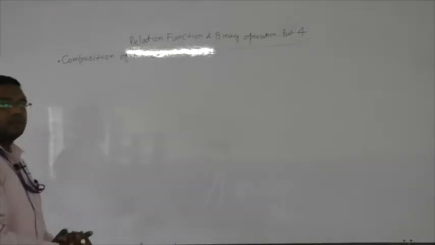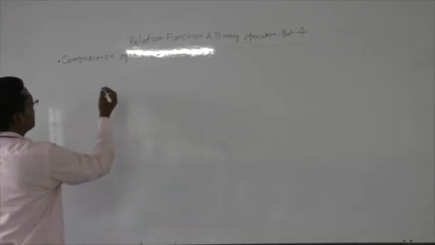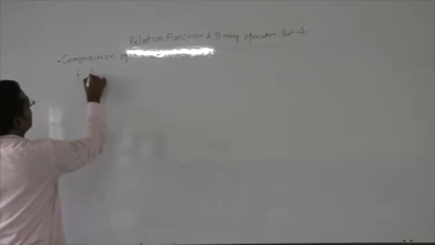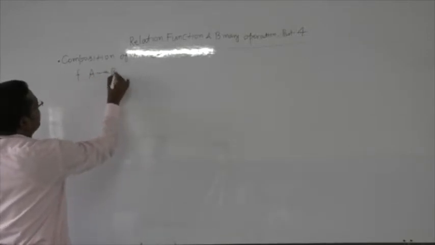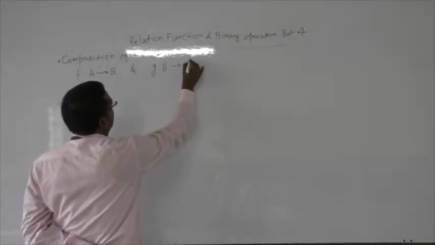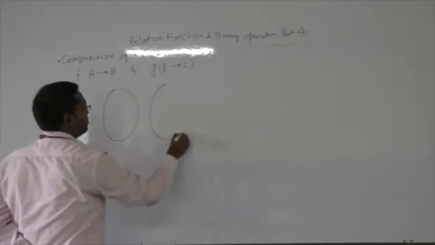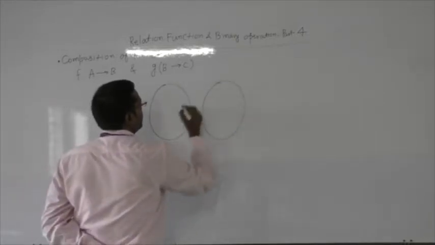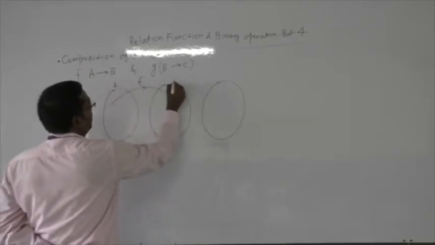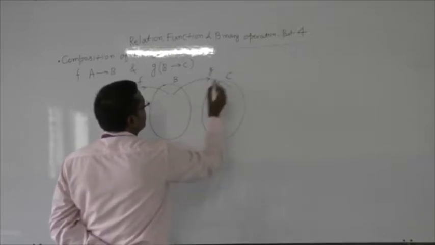Composition of functions. Hence we say g of f, f of g, etc. Let's see. Suppose we have two functions: a function f which is defined from A to B, and a function g which is defined from B to C. So let me represent this here by diagrams. This is a function f from A to B, and this is a function g from B to C.